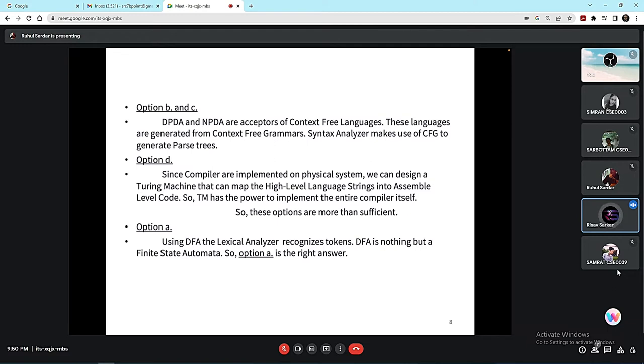So lastly, we come to option A, which is finite-state automata. The lexical analysis uses the regular expression as pattern for identifying tokens. So as finite-state automata accepts regular expression, clearly option A will be the correct answer.